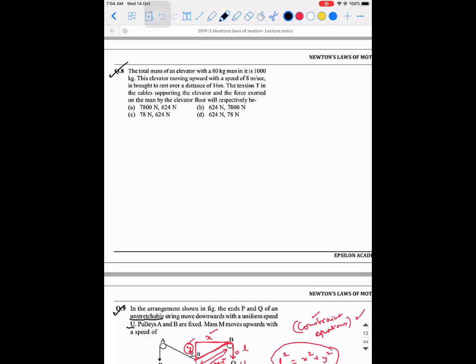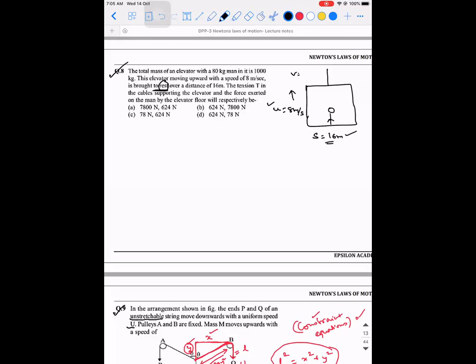Okay. So let's first draw a diagram. There is an elevator and there is a man who is standing inside, and the elevator is moving upward with an initial speed of 8 meter per second, and it is brought to rest. Wherever you see this brought to rest concept, what comes to your mind? So distance is 16 meter. So you know initial velocity, you know the distance through which the object has traveled. Why have they given these two pieces of information along with the word rest? Final velocity is 0.